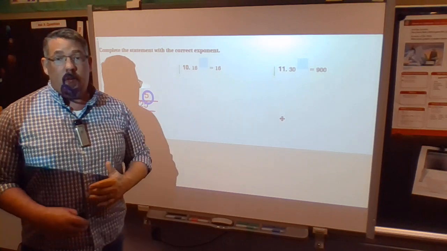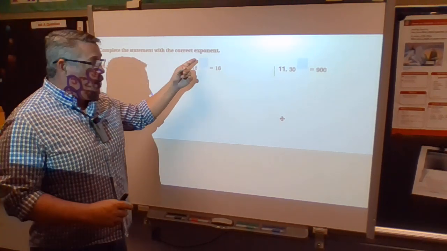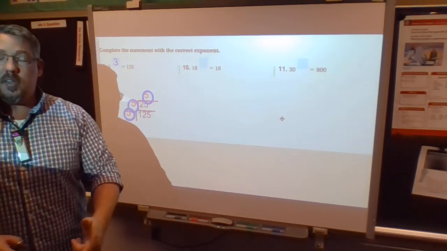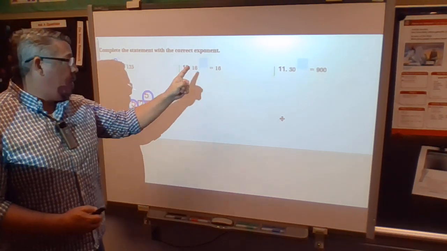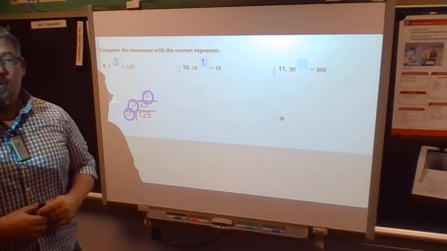On this one, there's no work to do. They're saying it's 16 with an exponent, and the answer is equal to 16. So all I have to remember is that special rule that if it has a 1 as an exponent, then it has to be equal to the number that I'm starting with.